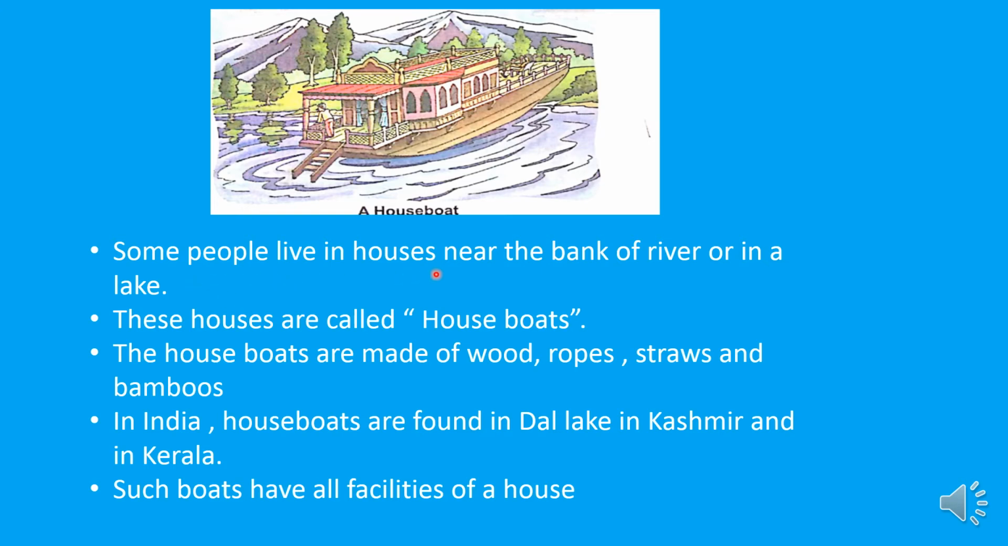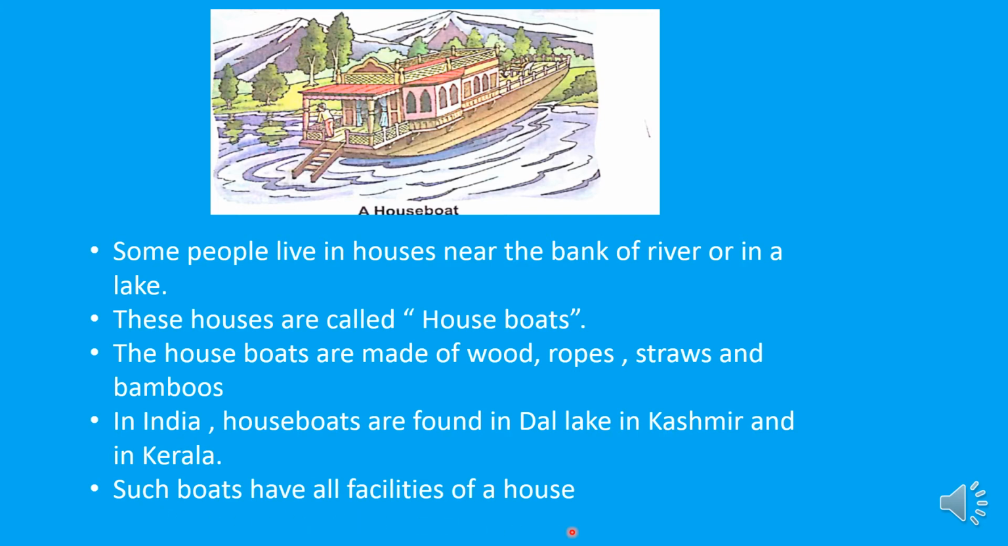How can we live in a lake, children? So they construct a house on boats. These houses are called houseboats. The houseboats are made of wood, ropes, straw and bamboo. They use this material for constructing the house on the boat. In India, houseboats are found in Dal Lake in Kashmir and in Kerala.